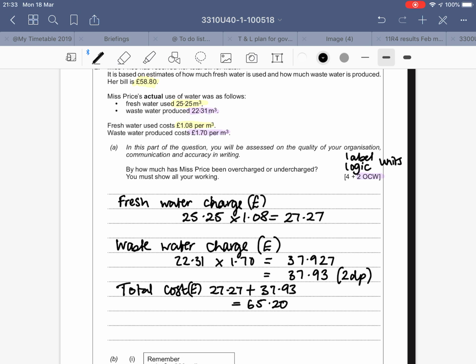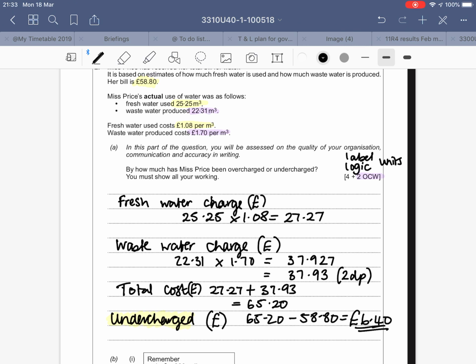Right, so she paid £58.80, so this is an undercharge, and that's significant because it says by how much is she undercharged or overcharged, so I have to specify that this is undercharged, and then my undercharging in pounds will be £65.20, take away £58.80, which gives me an undercharge of £6.40.